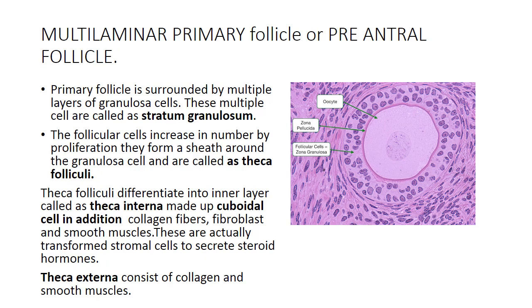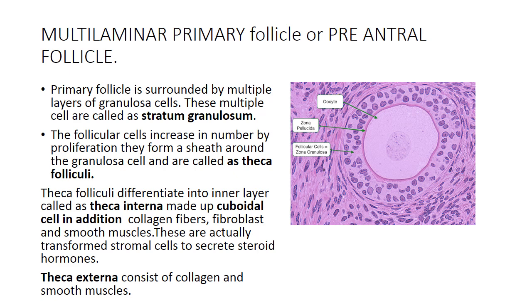Now from the unilaminar primary oocyte, under the effect of the follicle stimulating hormone, the follicle changes into a multilaminar primary oocyte, which is also called a pre-antral follicle. Now the primary oocyte is surrounded by multiple layers of granulosa cells. These multiple cells are then called the stratum granulosum.